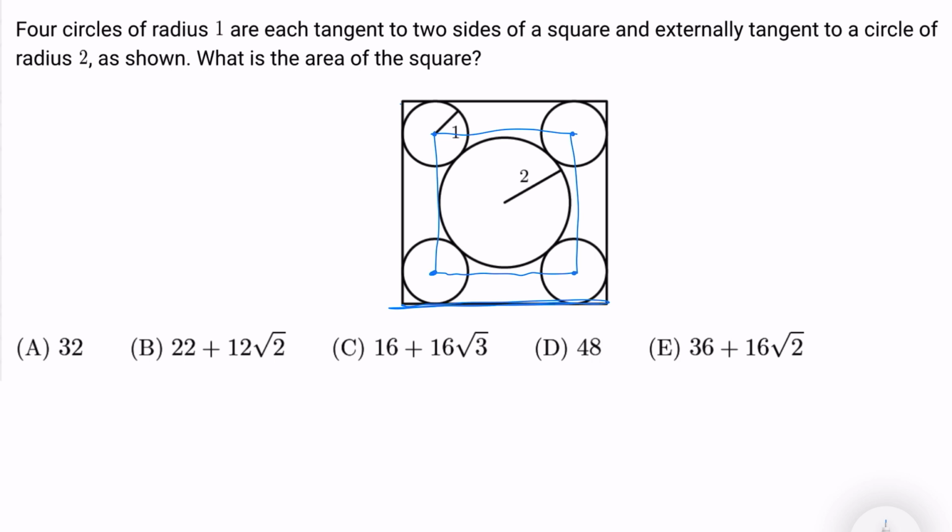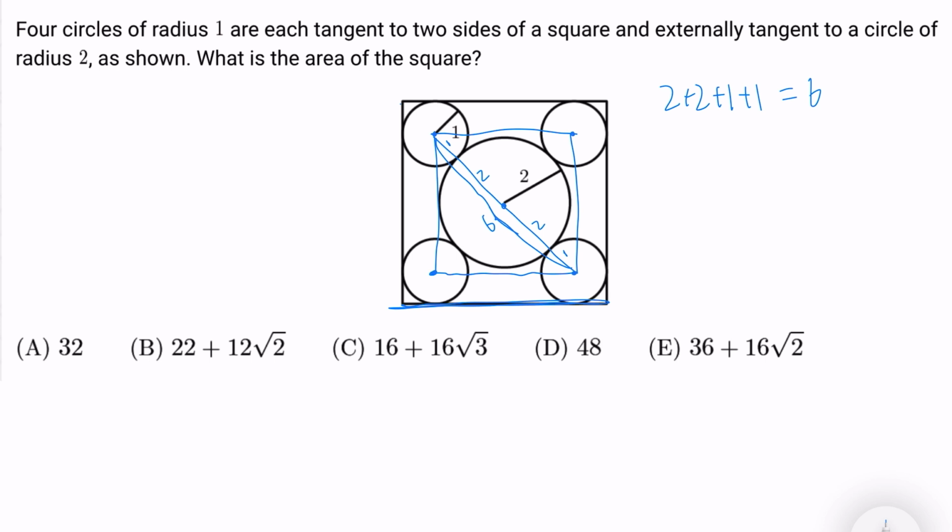And we do know the length of its diagonal. If we connect the diagonal, we do know the measurement, because it tells us that the radius of the bigger circle is 2. So that's 2, and then we have 1 and 1 right here. So 2 plus 2 plus 1 plus 1, that is 6. And so the diagonal of this square is 6. Then we can use the Pythagorean theorem, as I stated previously.